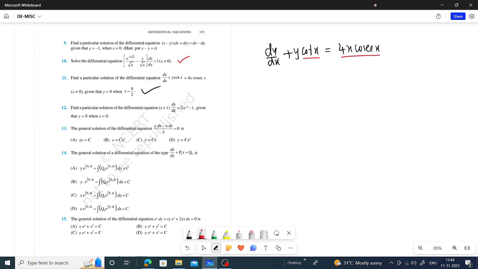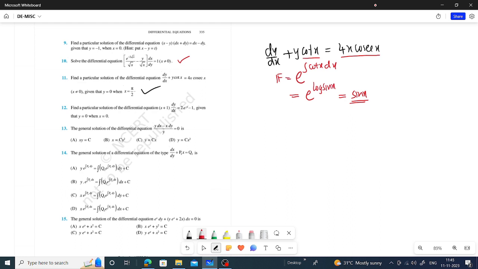Now here again we find the integrating factor e raised to integral p dx. So the integrating factor is equal to e raised to integral cot x dx. Okay, so the integral of cot x dx is log sin x. So e raised to log sin x, you know, e raised to log x is x again. So e raised to log sin x is sin x. So sin x is the integrating factor here.